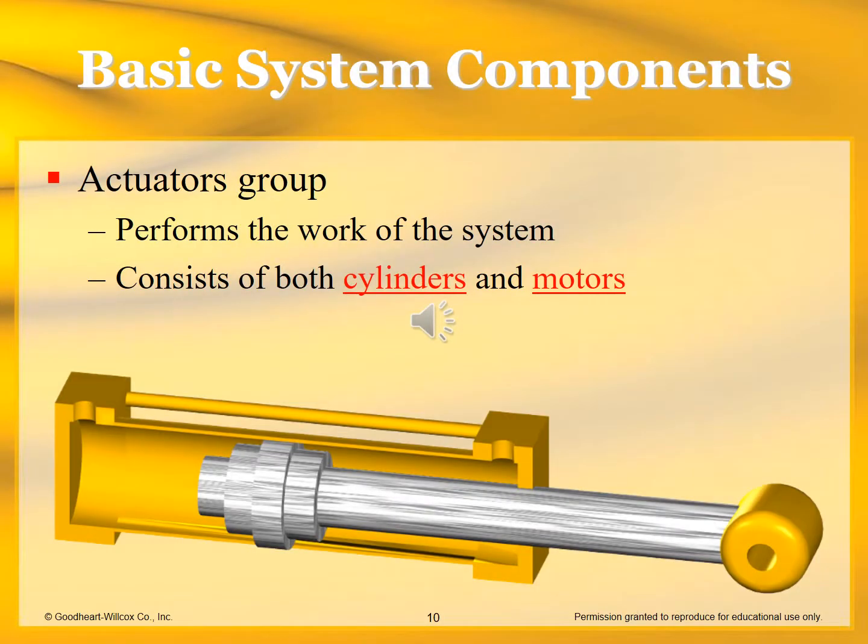Now the actuator group, this is the one that performs the work. In this case, you're looking at a picture of a cylinder that's pushing back and forth. A motor will be something that turns. You can see, like, a big earth mover. A lot of times they have hydraulic motors in them that make them turn. But basically, this is the part that turns the hydraulic pressure and flow into mechanical work.